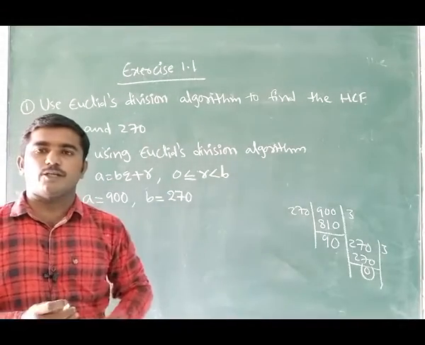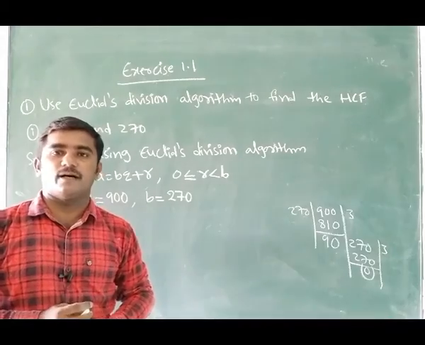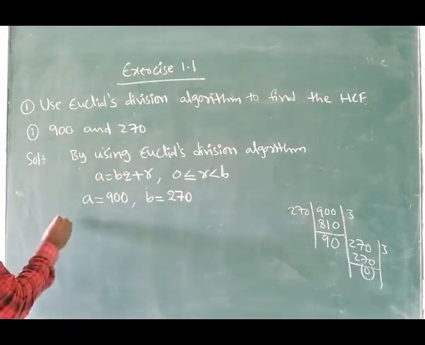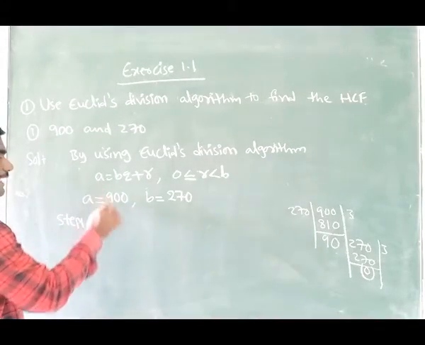How can you do it by using Euclid's division algorithm? It is a step-by-step process. You have to use the Euclid division lemma. Now what is the lemma formula? A is equal to BQ plus R. In this step 1, A is what? 900.